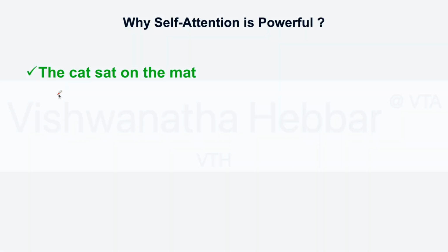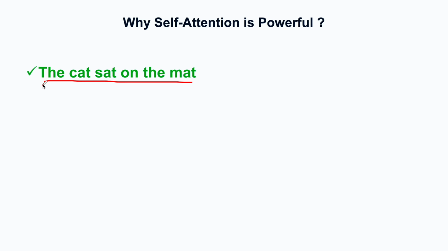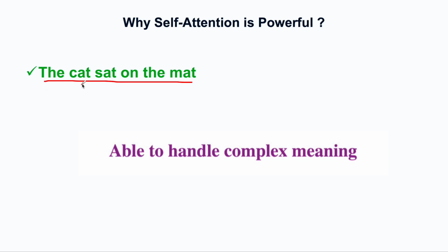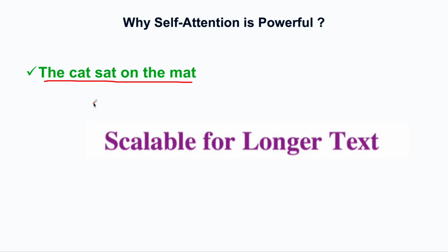As we have discussed in the earlier lecture, this self-attention mechanism is a game-changing innovation in the field of AI. It is powerful because it looks at all the words at once. Some of the earlier neural networks, such as RNN, look word by word. They do not look at everything at once. By looking at everything at once, it is able to get a better global context understanding. Its understanding will be better. By focusing on everything at once, it is able to handle complex meanings and it will work in parallel. So it is faster and scalable for longer texts.